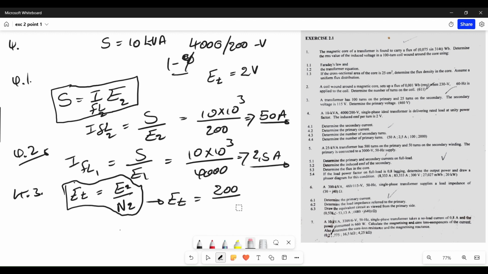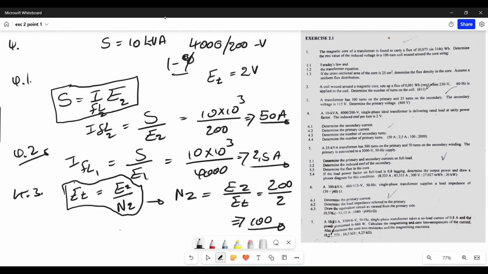Sorry, I'm confused. I made a mistake. We're looking for the number of secondary turns. So it's E2 over the EMF per turn. So E is 200 over 2, which gives us 100. The number of turns is 100, for the secondary.